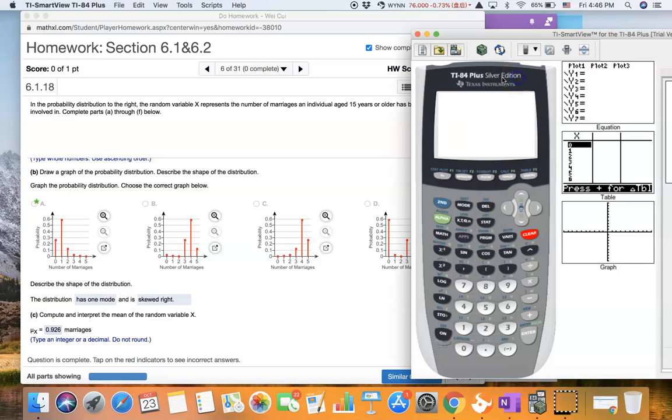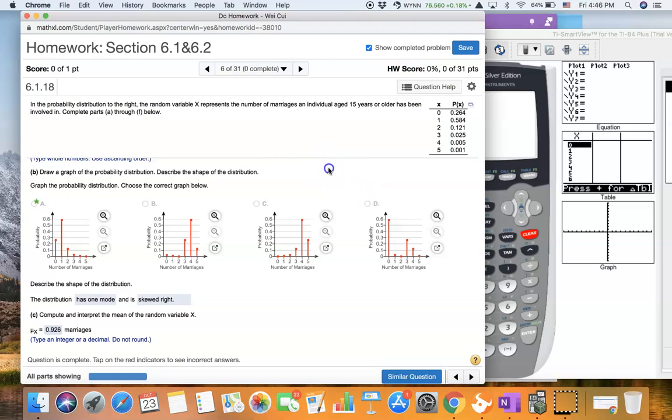Hello everyone. In this video, I would like to show you how to use the TI-84 calculator to compute the mean and the standard deviation of a probability distribution. And then I'll show you how to use this calculator to compute the probability for the binomial distribution. So let's first look at this problem.